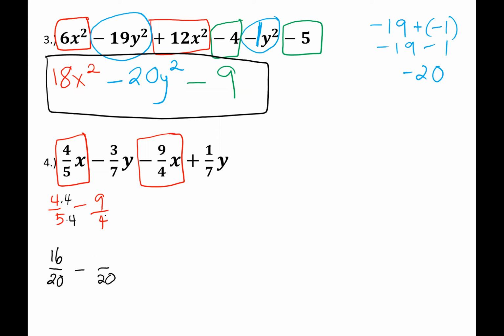Okay, now moving to the next fraction, minus 9/4. This time that 4 in the denominator is getting multiplied by 5. 4 times 5 is 20. And then the 9 in the numerator also gets multiplied by 5. So once again, I'm multiplying by a form of 1. This time it's 5 over 5. So 4 times 5 is 20. 9 times 5 is 45. So I've rewritten these fractions as 16/20 minus 45/20.